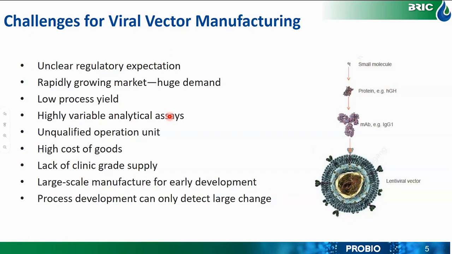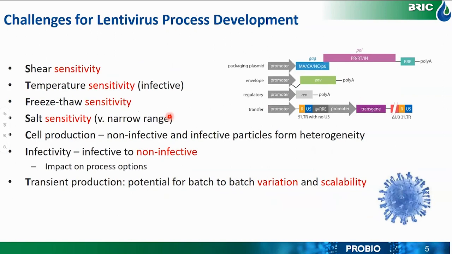Also, there is a high cost of goods and a lack of clinical grade supply and large scale manufacturing for early stage development or later stage development clinical trials. Process development can detect large changes early. Also, for viral vector process development, there are still a lot of checkpoints based on the viral vector's own properties.